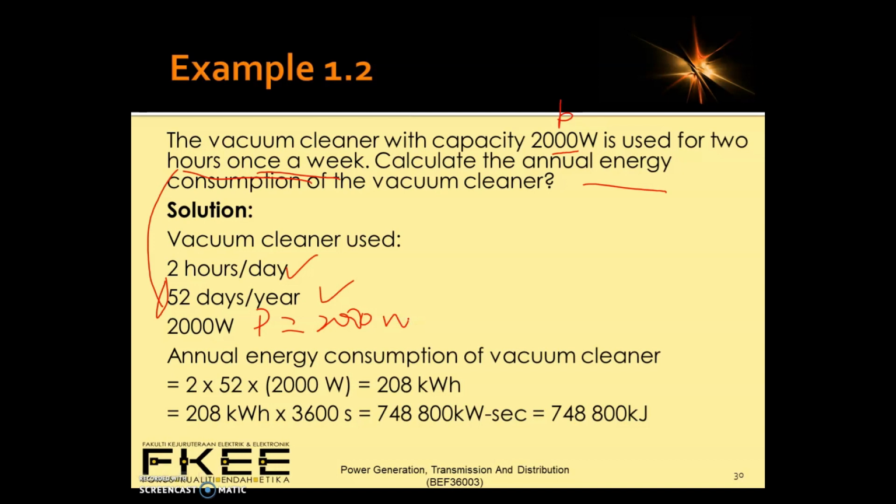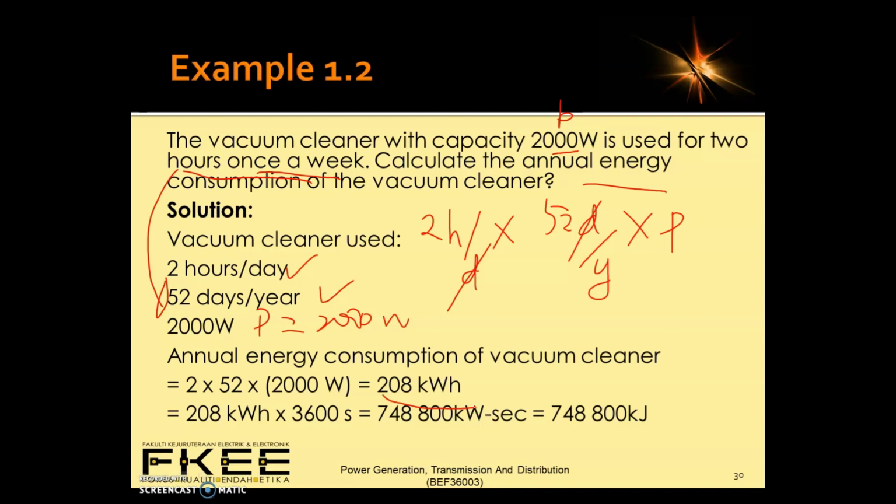So the annual energy consumption of the vacuum cleaner, you have to calculate 2 hours per day, you multiply with 52 days per year, and you multiply with the power. So this one cancels out. So you'll get 208 kilowatt hours per year.